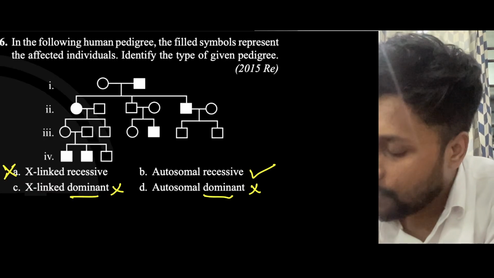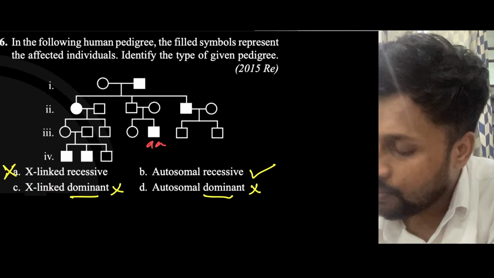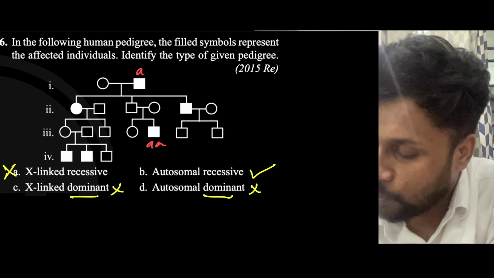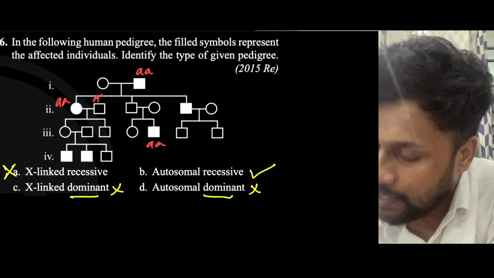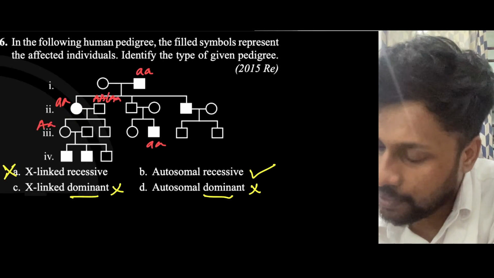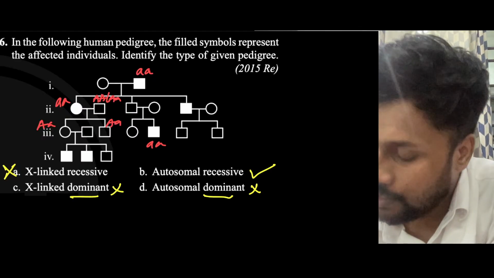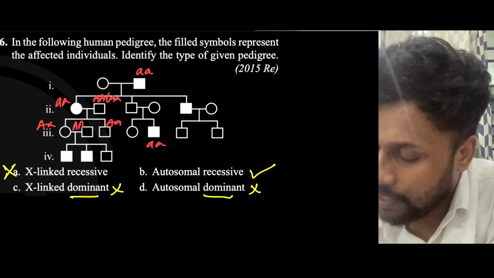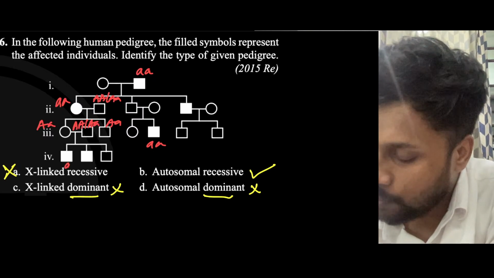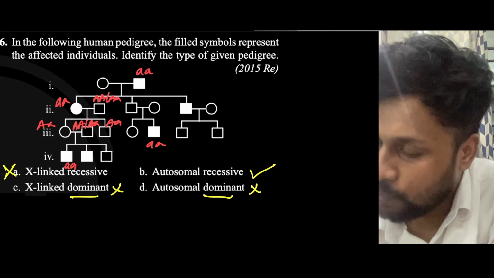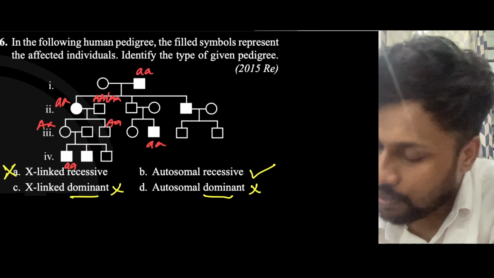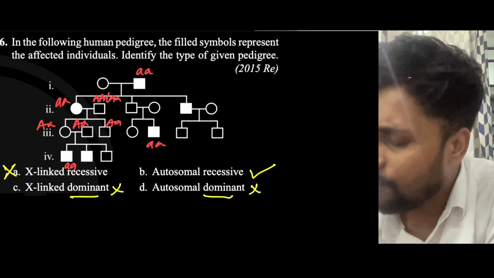You see here, for example, this will be small a. This will be small a small a. This is small a. So this could be capital A or capital A small a. And here daughter is there. Daughter will be capital A small a. Son will be capital A small a, because one small a should come from mother. Here, what? Capital A or capital A small a. This will be small a small a. If it is small a, then one parent has to be capital A small a, which means everything is working.